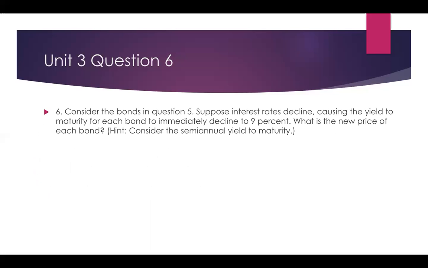Ultimately, you want to consider the semi-annual yield to maturity. Now this is the one where you're actually going to need that yield to maturity. Well, because it said they go hand in hand, so then the coupon rate would reduce.